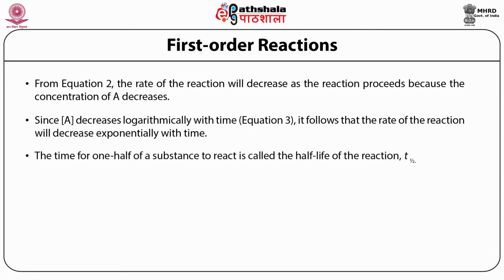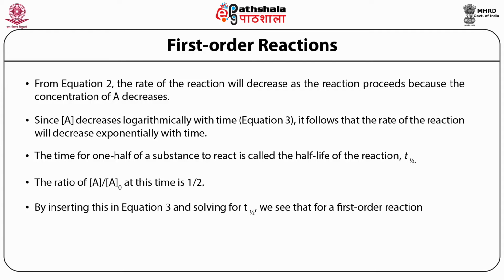The time for one half of a substance to react is called the half-life of the reaction and is denoted by t1/2. The ratio of [A] divided by [A]0 at this time is 1/2. By inserting this into the previous equation and solving for t1/2, we see that for the first order reaction t1/2 is equal to 0.693 divided by k.